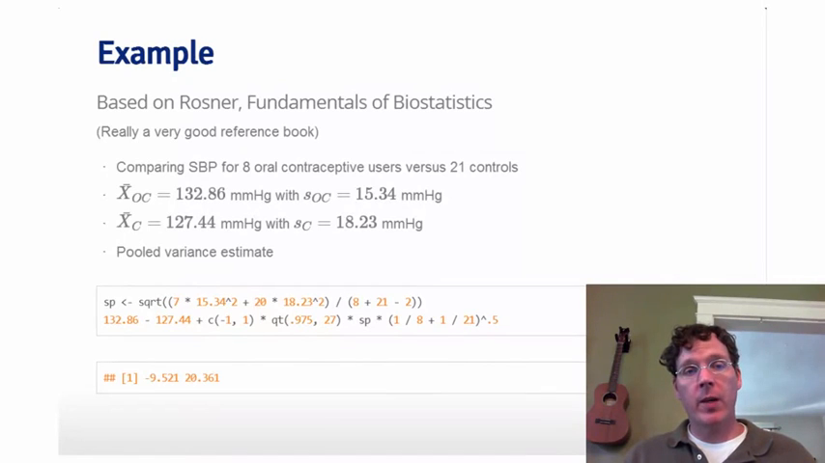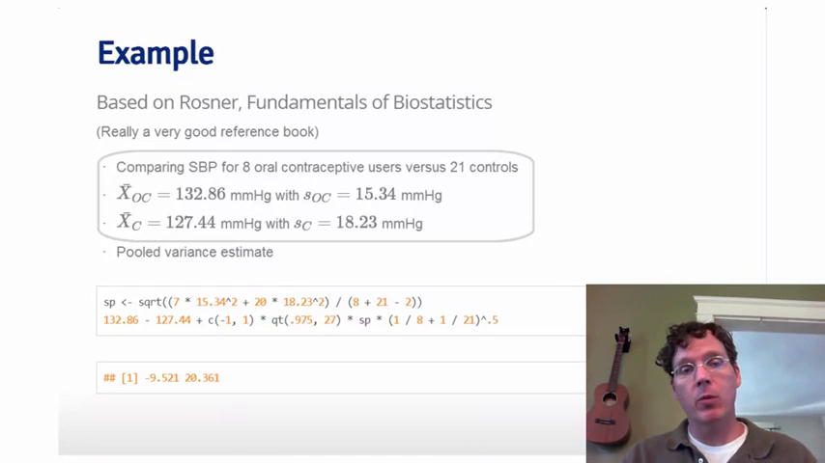Here I go through an example from Rosner's Fundamentals of Biostatistics book. This is a very good reference book. I quite like it. However, you don't want to put it in your backpack because it's pretty heavy. It's a very thorough book, about a couple hundred pages and weighing over 5 pounds, that is my guess.